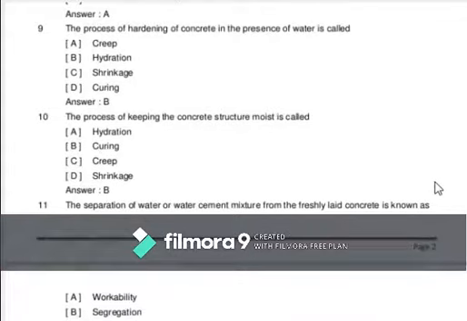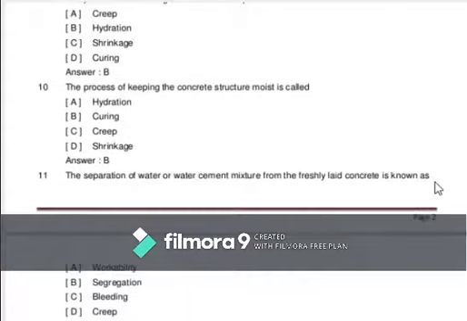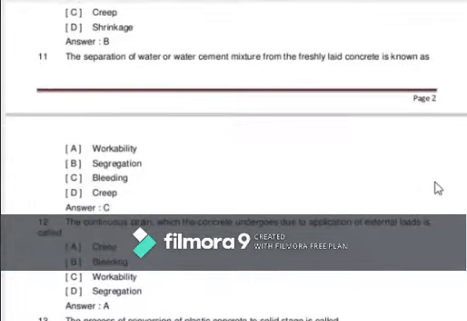The process of keeping the concrete structure moist is called hydration, curing, creep, shrinkage. Here this question is very simple. Answer is curing, because to keep the concrete moist, we do curing for a certain time. Question number 11.